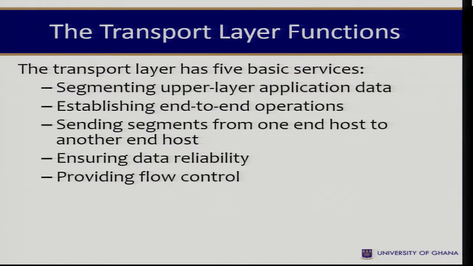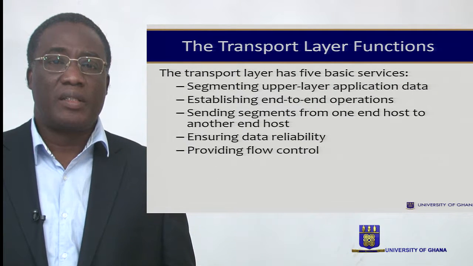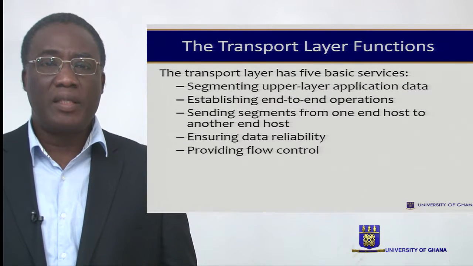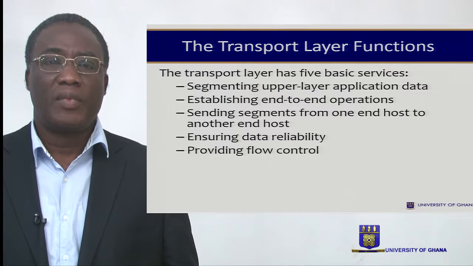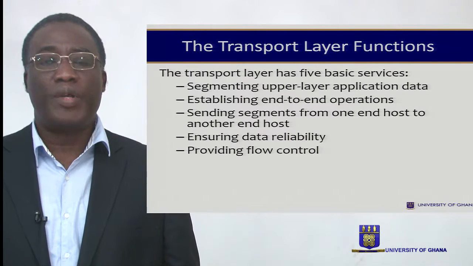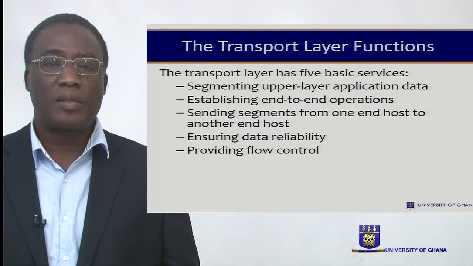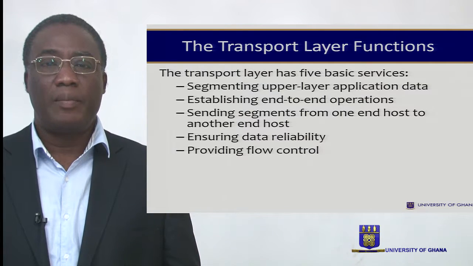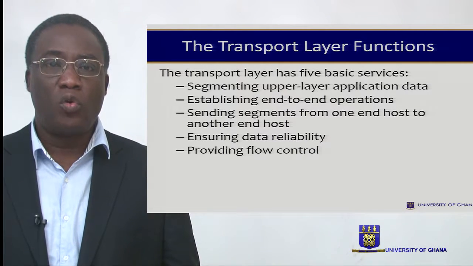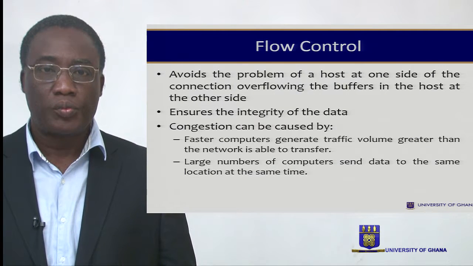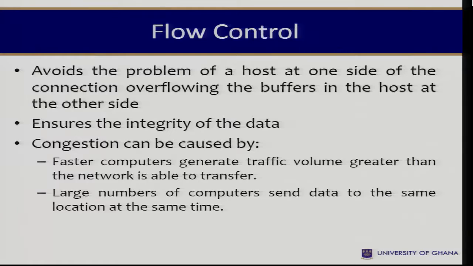The transport layer has a number of basic services or functions. One is segmenting upper layer application data, establishing end-to-end operations, sending segments from one end host to another end host, ensuring data reliability, and providing flow control. What is flow control? It avoids the problem of a host at one side of the connection overflowing the buffers in the host at the other side. It ensures the integrity of the data.